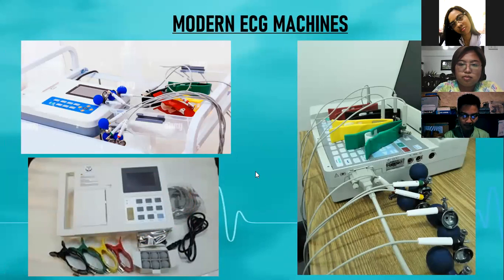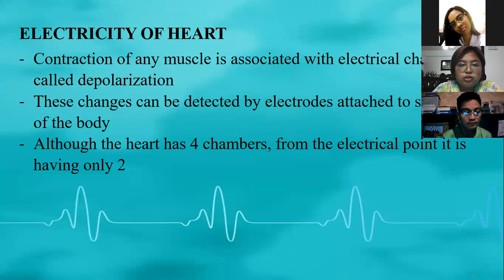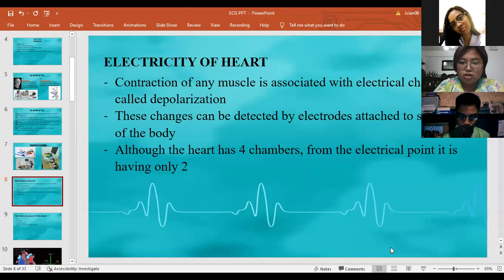So, electricity of the heart, sabi niya. Contraction of any muscle is associated with electrical charges called depolarization. Pag ang ECG natin ay... Ito, nakikita niyo itong sa baba, di ba? Ayan, kasi nakikita niyo mukha.